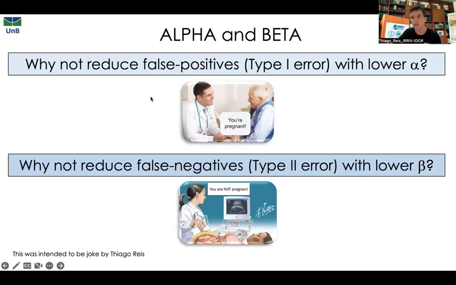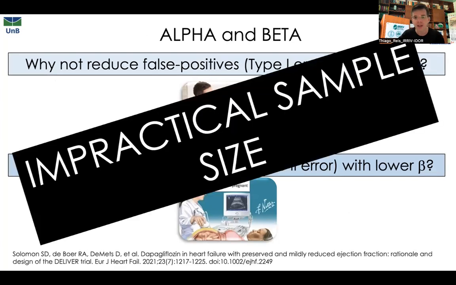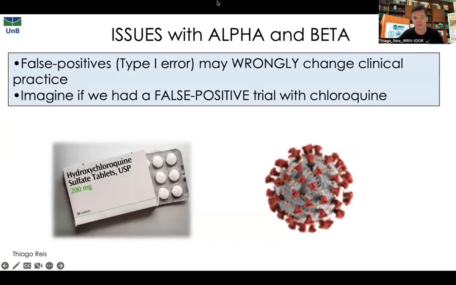And then someone could ask, why not reduce alpha and then also reduce beta, so we could be more certain that we would have fewer false positive results and fewer false negative results? This is the ideal. However, the less is alpha and the less is beta, you have an increment in your sample size. So this makes in practical terms a sample size of, let's say, 20,000, 40,000 patients. So we have these limitations.